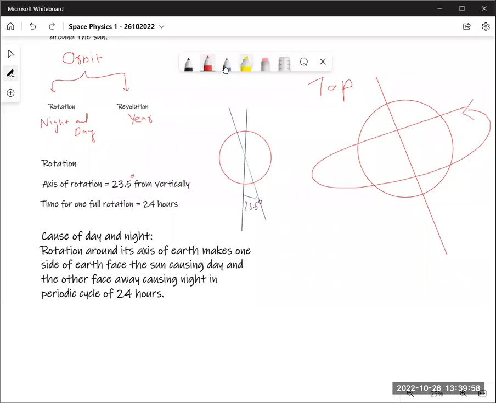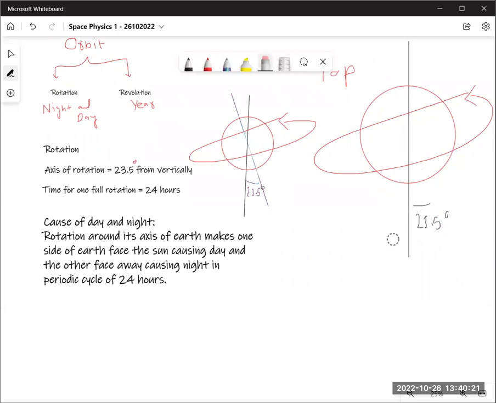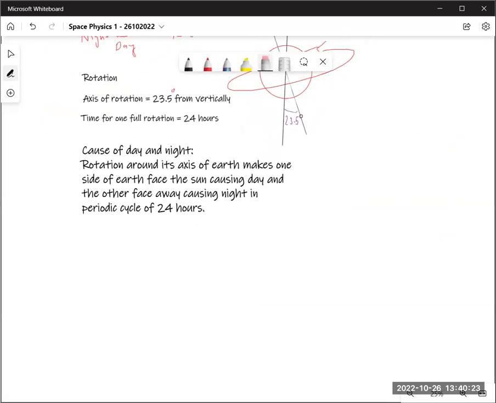And this angle, this deviation, is 23.5 degrees right here. Just make this thing right here. Ayan, any questions? Anas? No, sir. No, fine. Let's continue with something.